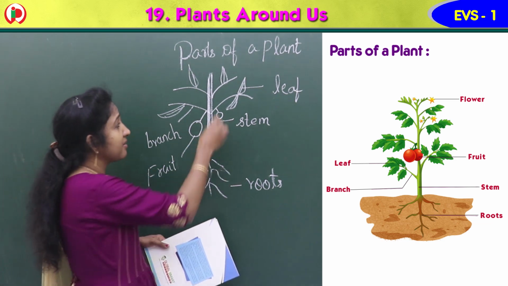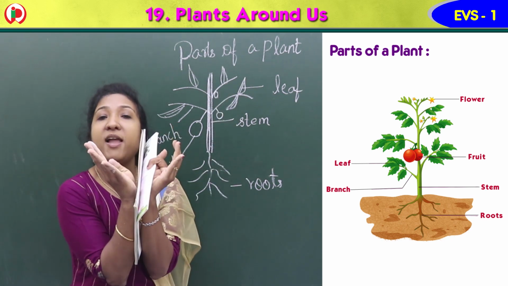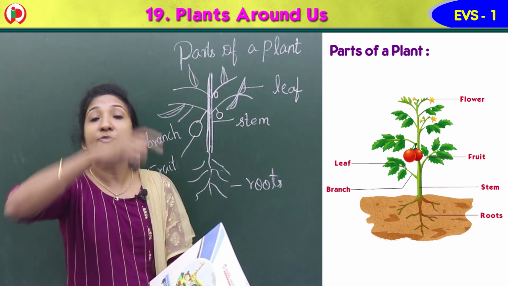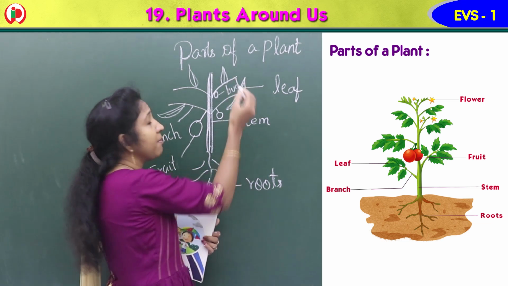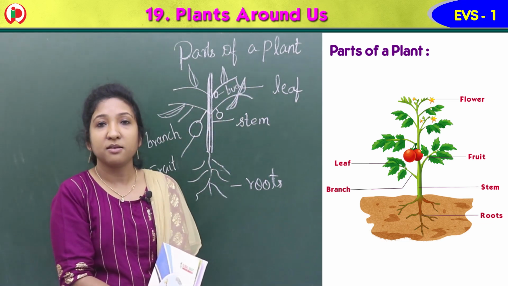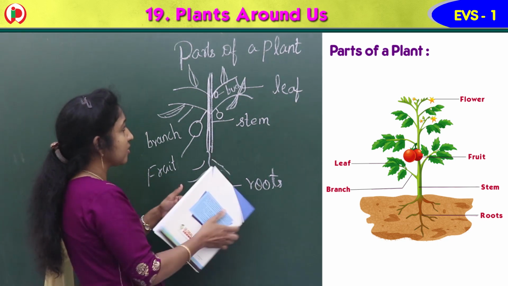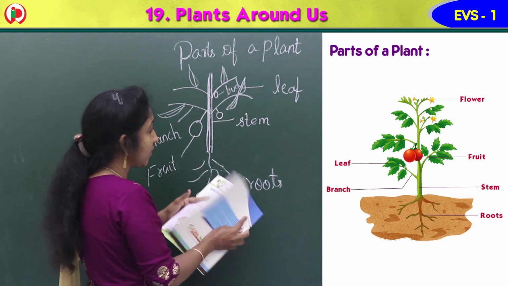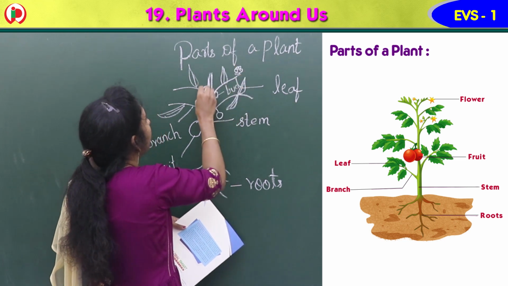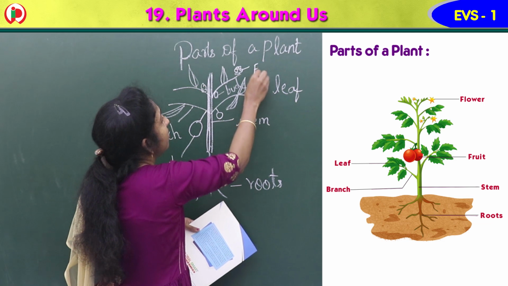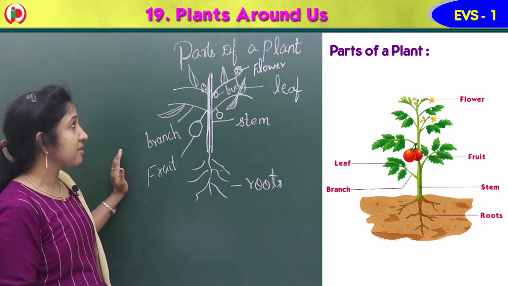In some plants you can see a small bud. This bud actually blooms into flowers. From the bud we can see flowers coming out. So bud, B-U-D, bud. From the bud the flowers will bloom. Small flowers bloom from the bud. So flower also is a part of a plant. Okay, so these are the parts of a plant.